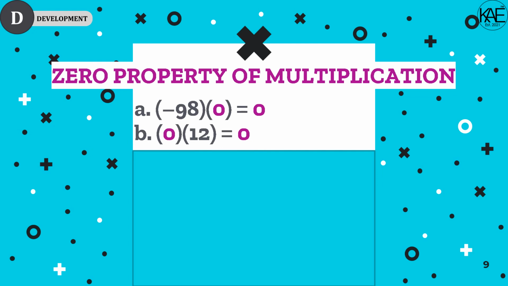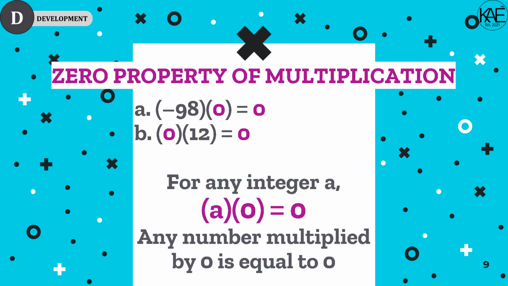Examples showing the zero property of multiplication. Letter A, negative 98 times 0 is equal to 0. Letter B, 0 times 12 is equal to 0. The zero property of multiplication states that for any integer a, a times 0 will always be equal to 0. Any number multiplied by 0 is equal to 0.